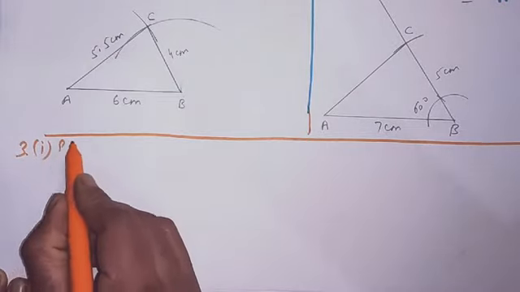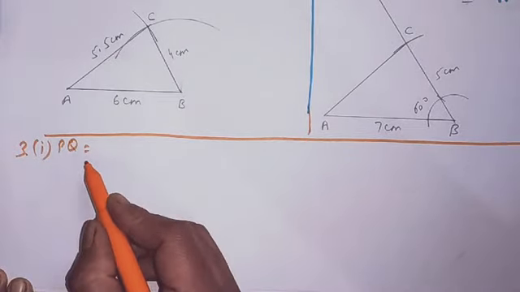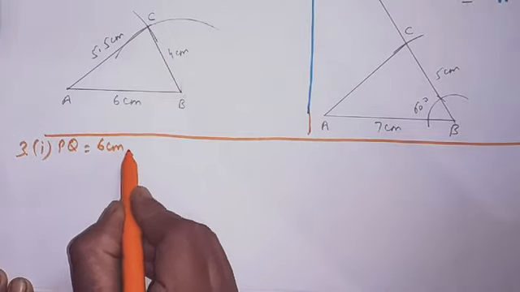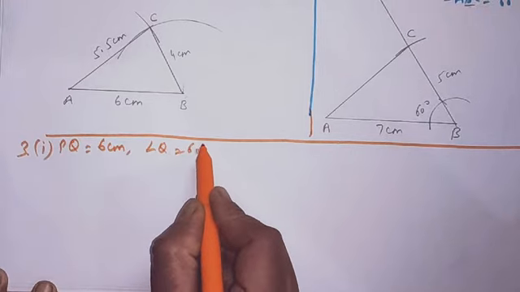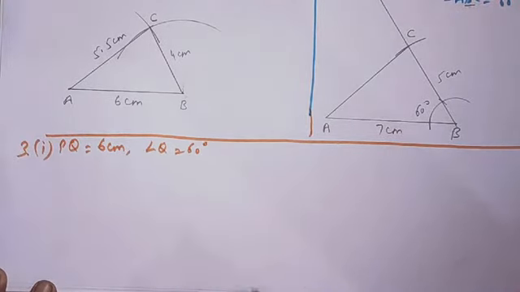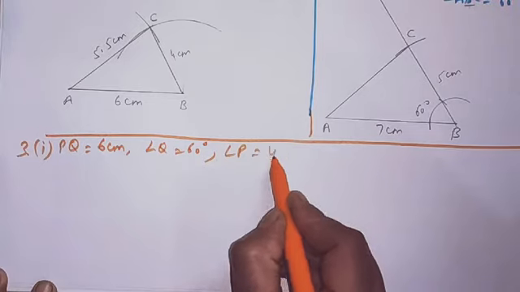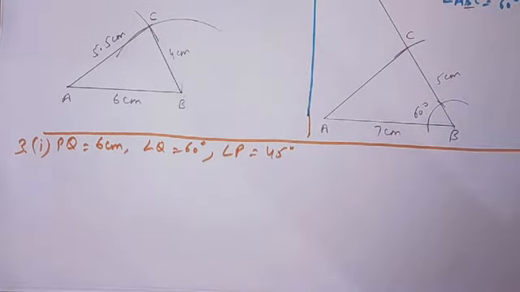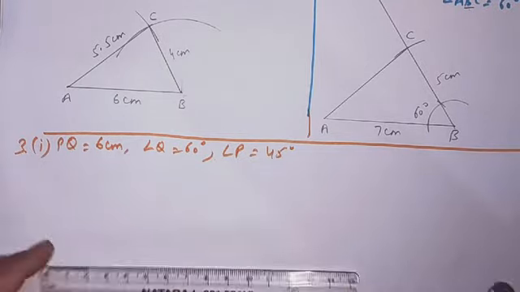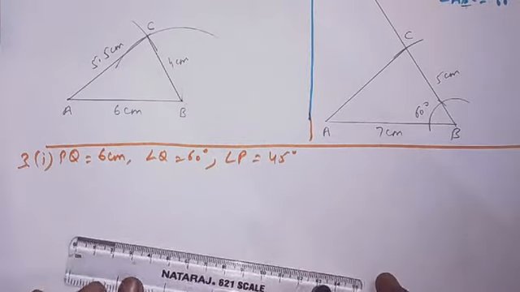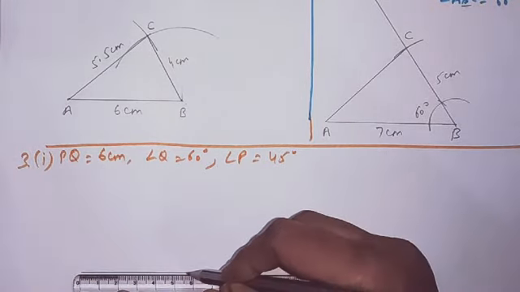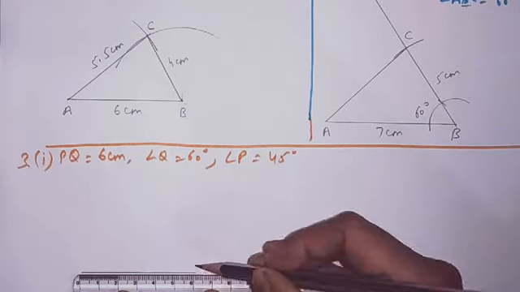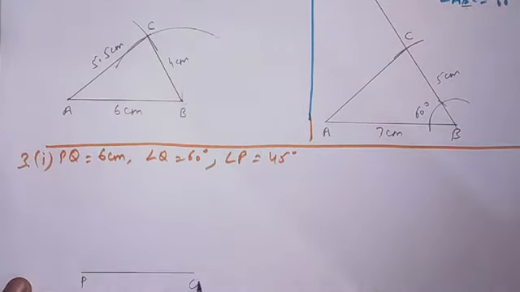This time one side is given and two angles are given. PQ is 6 centimeter, angle Q 60 and angle P 45. Okay, one side, two angles are given. So the side which is given to us, that I will draw as the base. It is of 6 centimeter. This is 6 centimeter. This is my PQ.